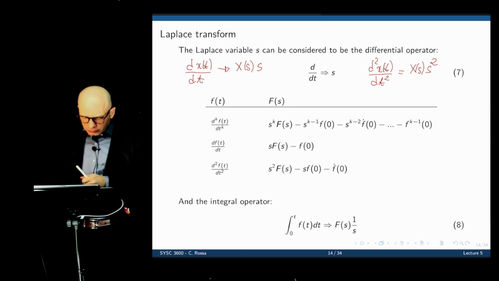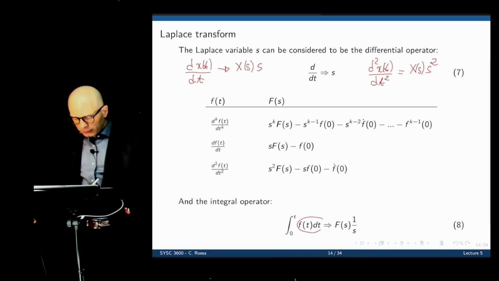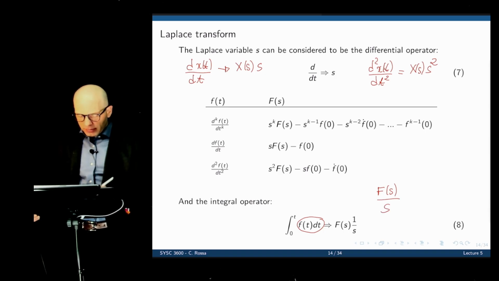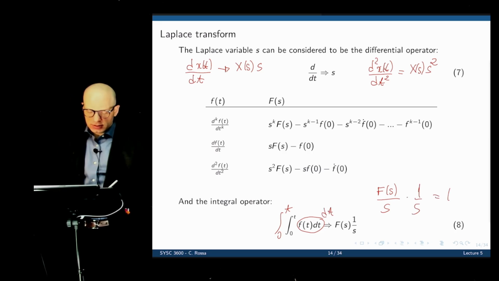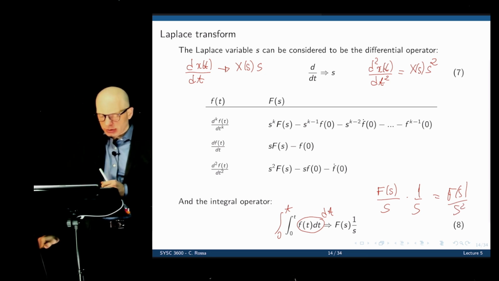Okay? And you can also do the same to integrate a function. If you take now the integral of function f of t, for example, the integral is simply the function f of s, which is the Laplace transform of f of t, divided by s. If you take the double integral, then we multiply that by 1 over s again. And that is now the double integral of f of t, 1 over s squared.